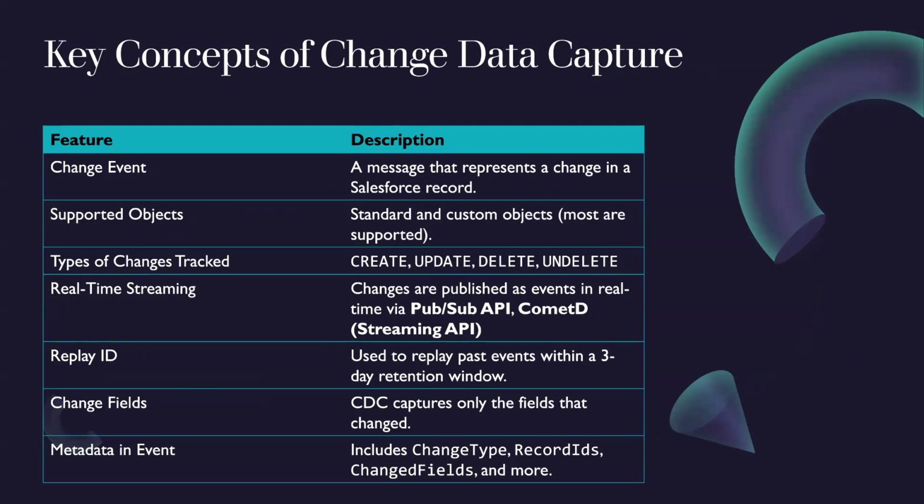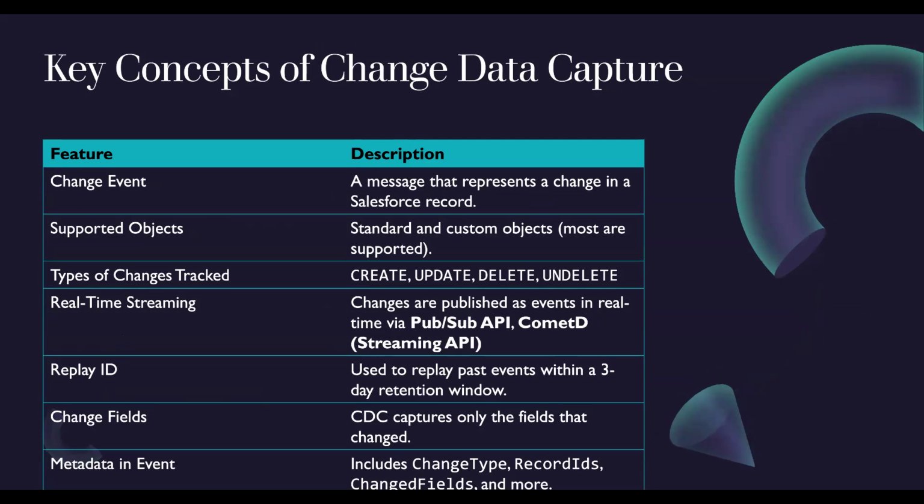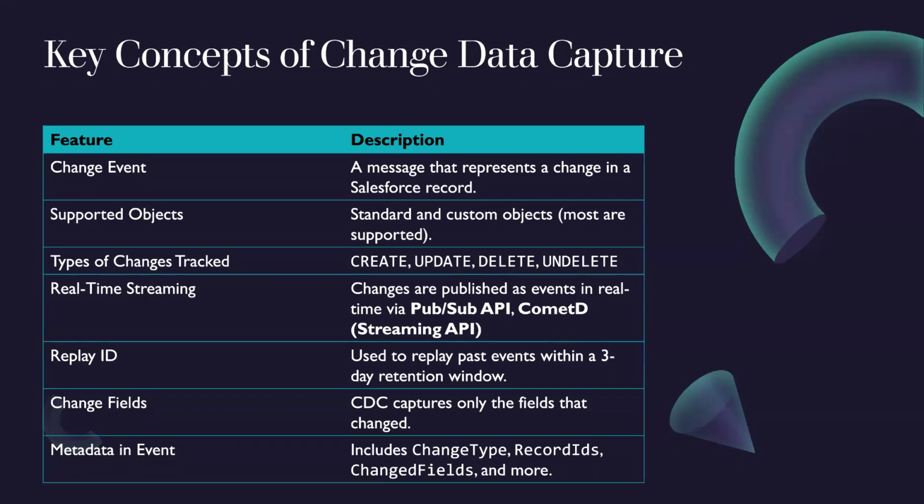A change event is nothing but a core message which is generated by Salesforce when a record is created, updated, deleted, or undeleted in a CDC enabled object. You can think of a change event as a real time structured notification about what just happened in the Salesforce record. It supports all the standard and custom objects, and as I said, it brings the external system in real time. External systems can subscribe to these events using Pub/Sub API or CometD, which is also called Streaming API.